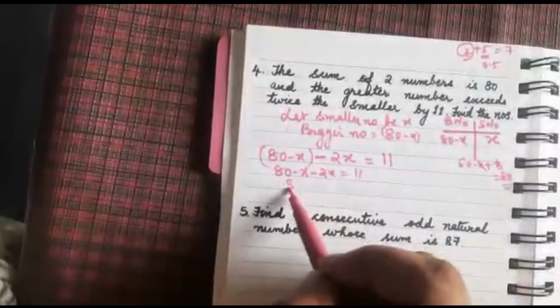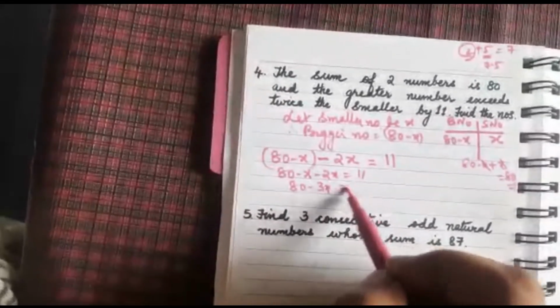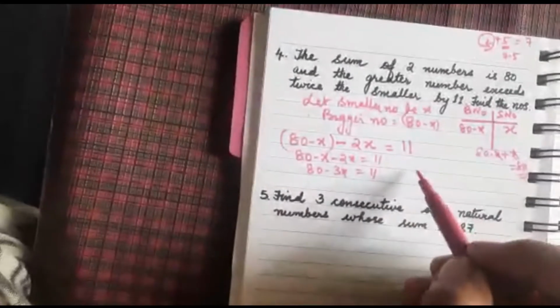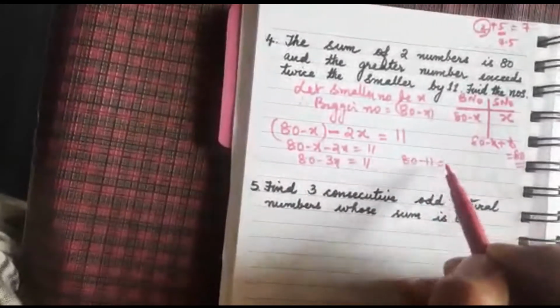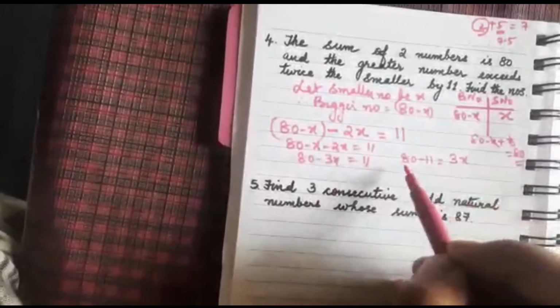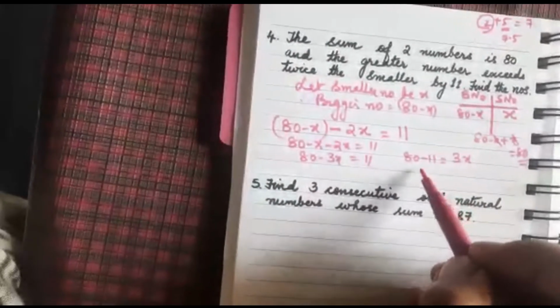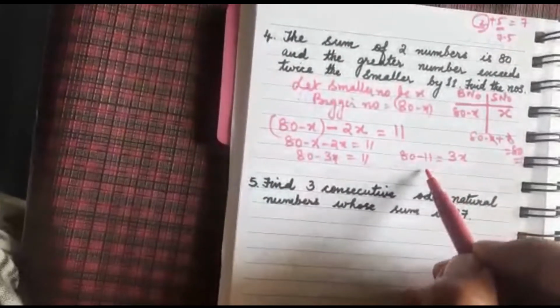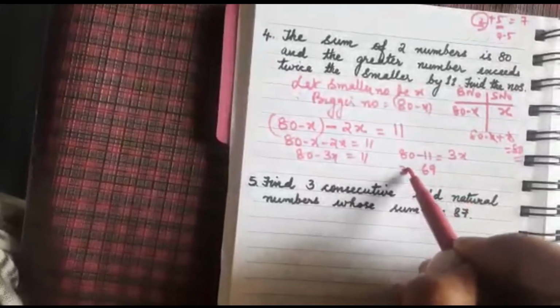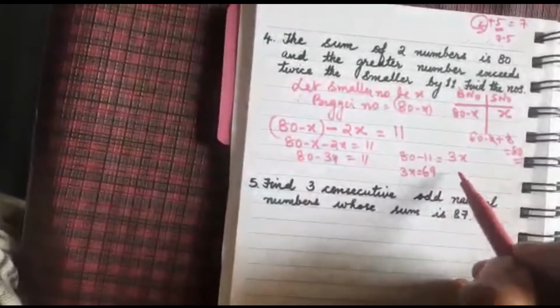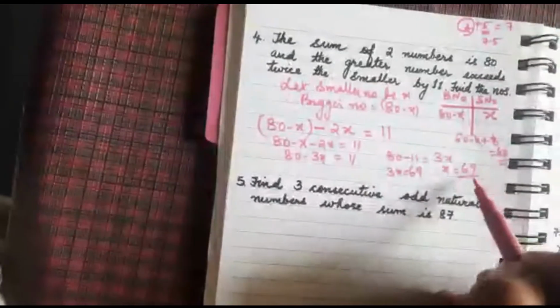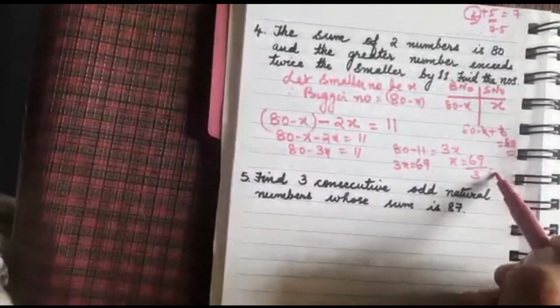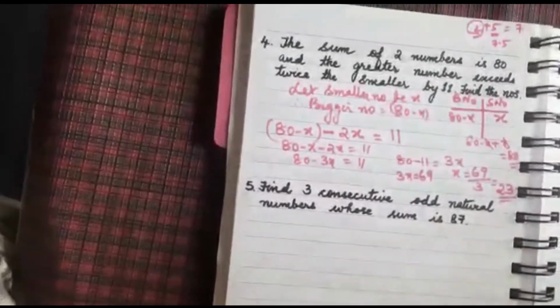How many x are there? 80 minus 3x. That's equal to 11. Now numbers on one side. So 80 minus 11 equal to 3x will come to this side. What is 80 minus 11? 80 minus 10 is 70, 69. So 3x is equal to 69, you can change the LHS and RHS. So x is equal to 69 upon 3. How much is it? 23. So I got this one.